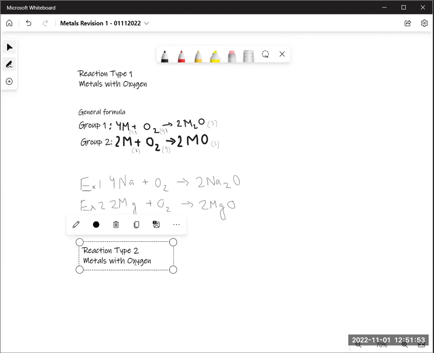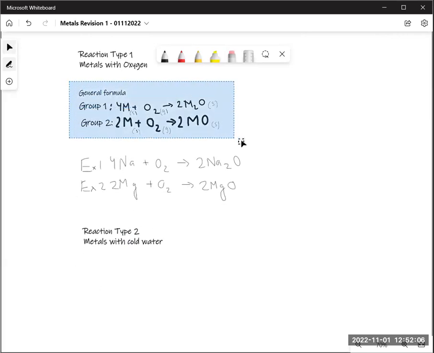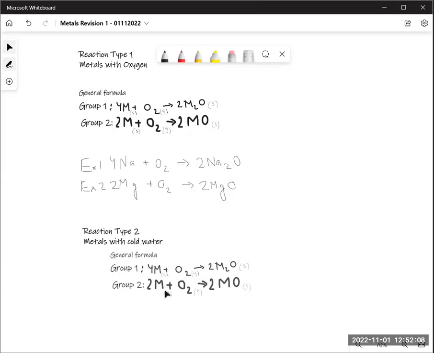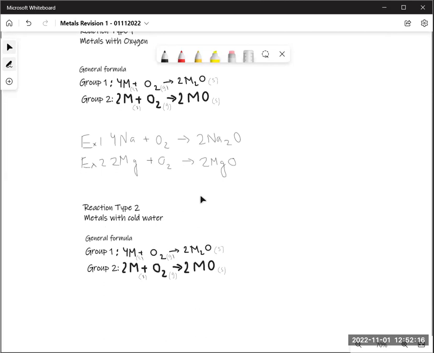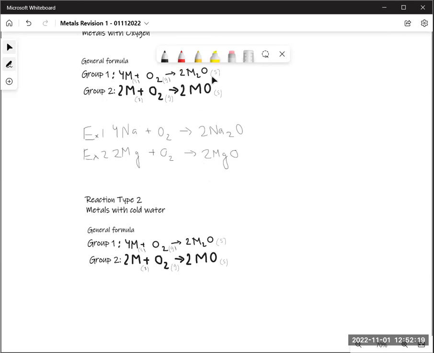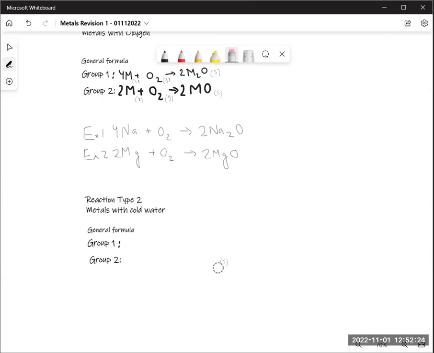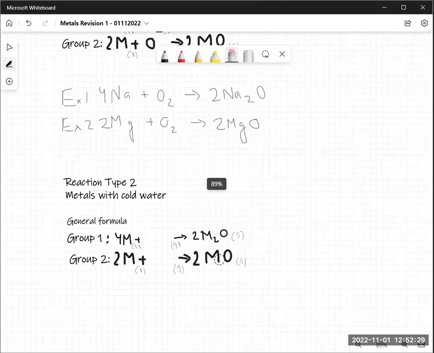Reaction type 2. Metals with cold water. We look at the general formula. Wait, there are two different reactions, with cold water and warm water. Warm water, it's steam. So cold water and hot water are two different reactions. The reactions are going to be these.